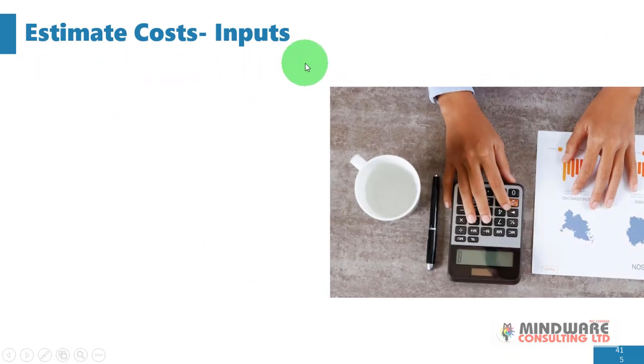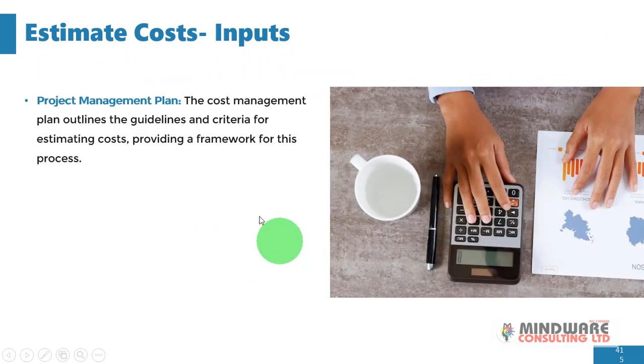So what are the inputs of this process? The project management plan. So of course, this is a given. You need the project management plan to know what exactly you're supposed to be doing throughout the life cycle of the project. Now, this plan outlines the guidelines and criteria for estimating costs, providing a framework for this process. Okay, so it gives you the guidelines as well as the criteria that you need in estimating costs.